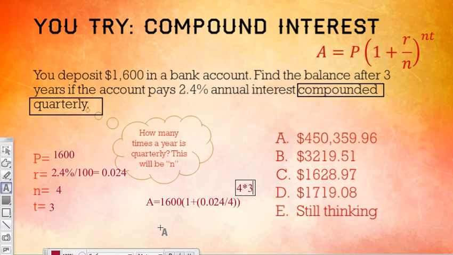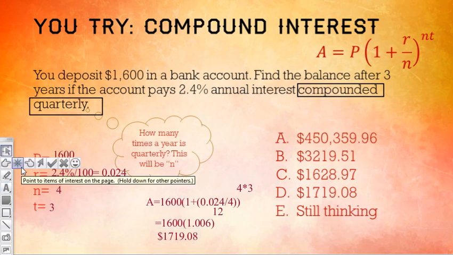So again, you could just plug all of this right into your equation or into your calculator to get your answer. If you need to see it simplified one step, it would look like this. Okay, this would turn into 1.006, and then that would get raised to the 12th power. So that's if I simplify a little bit more. And then my final answer, once I plug all of that in, I'd end up with that answer choice D, or $1,719.08.